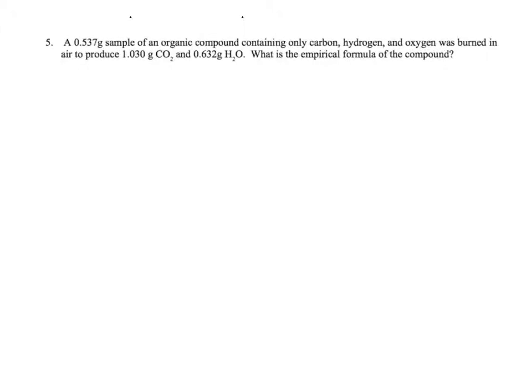Here's the last problem. Here we're told we have a sample of an organic compound. The compound contains carbon, hydrogen, and oxygen. It was burned in air to produce a certain amount of carbon dioxide and water. A couple things that we need to look at. First thing you may notice is we burn 0.537 grams of compound, but the masses of our products are actually higher than the amount of organic compound we put in.